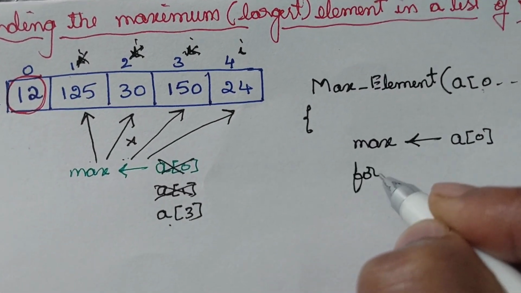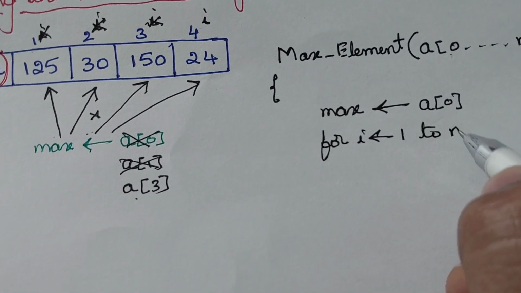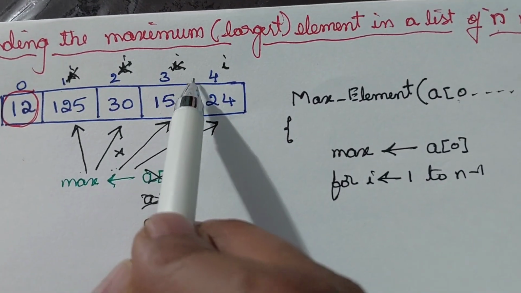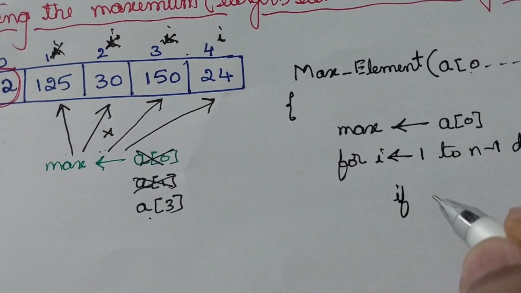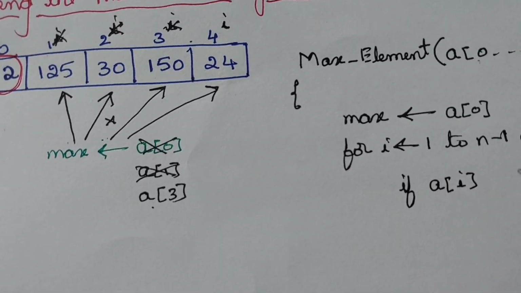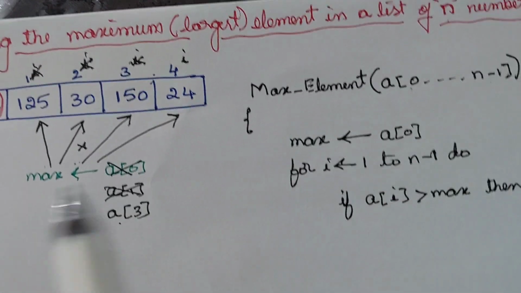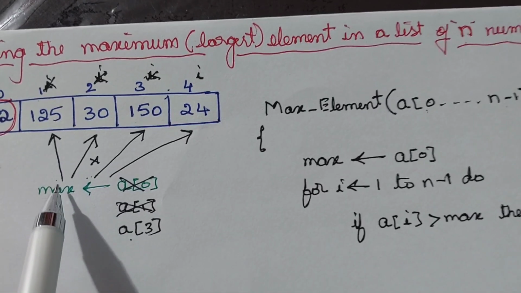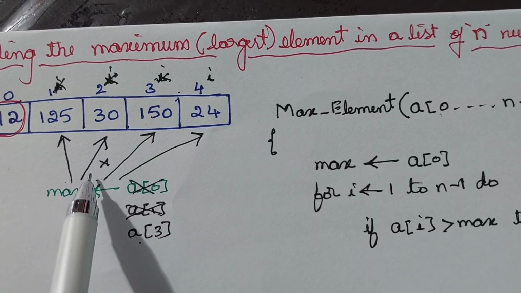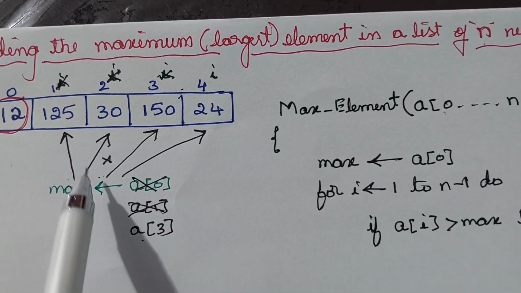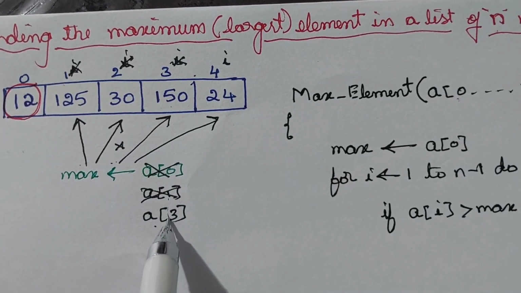So next is for I, running from where to where? From 1 to n-1. For that, I need to check: if A[I] is greater than max, then what are we doing? Now I checked whether A[1] is greater than max. If it is true, then I changed max to A[1]. Then I checked A[2] with max. No, it's not greater, so I have not changed. Next I checked A[3] with max. Now A[3] is greater than max, so I changed the maximum again to A[3].